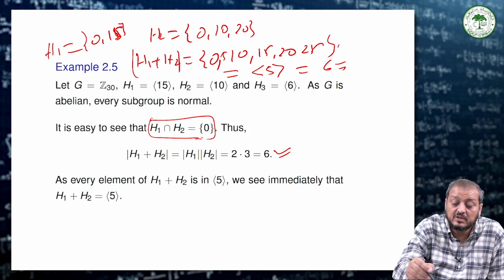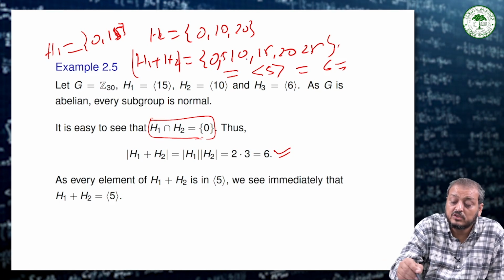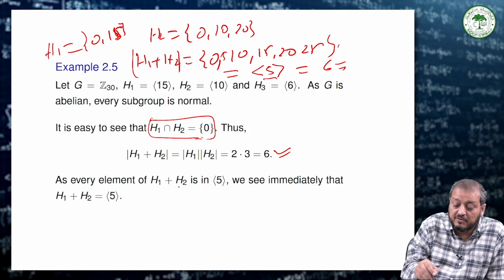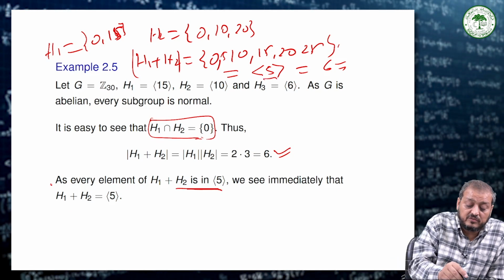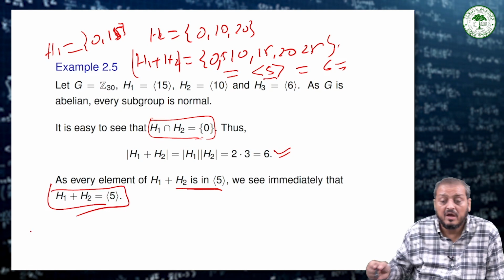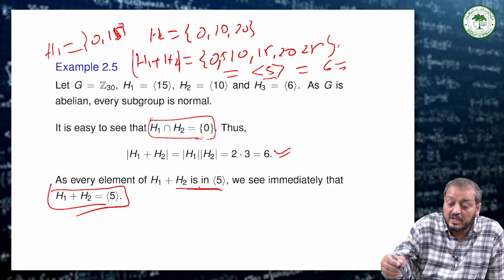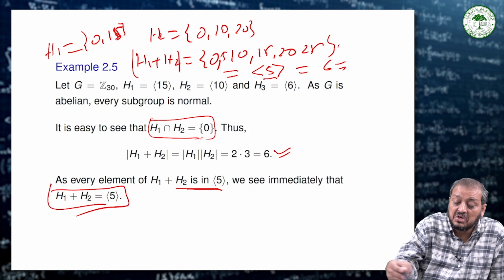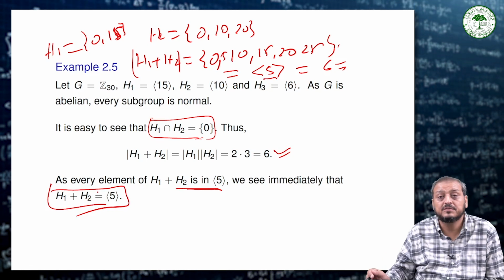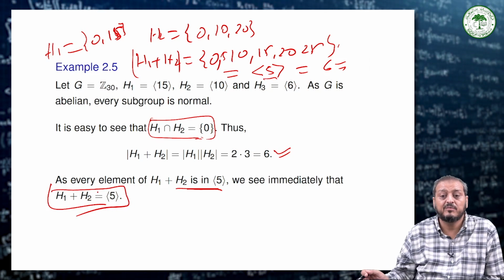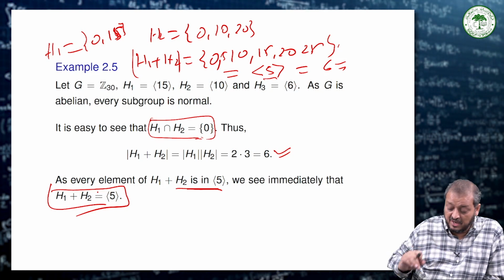And clearly, H1 plus H2 is generated by 5. So H1 H2 contains all the elements of this, and we can clearly say that H1 plus H2 is generated by 5.